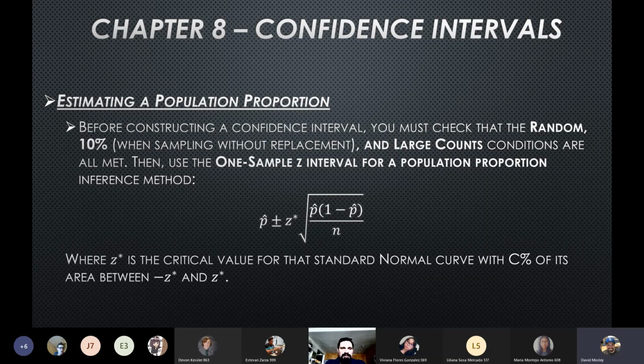That is p hat plus or minus z star times the standard error, which is the square root of p hat times 1 minus p hat divided by n, where z star is the critical value for the standard normal curve with C% of its area between negative z star and z star. Again, we find a z star based on the confidence percentage, the C%. And we got to use table A on this one.